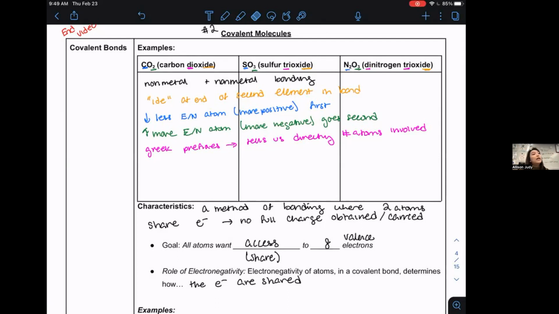So what they do is they share their electrons to get to an octet. They don't need full ownership because that's a lot of responsibility. Car insurance, okay, it's expensive. You get into a crash, you pay for that.